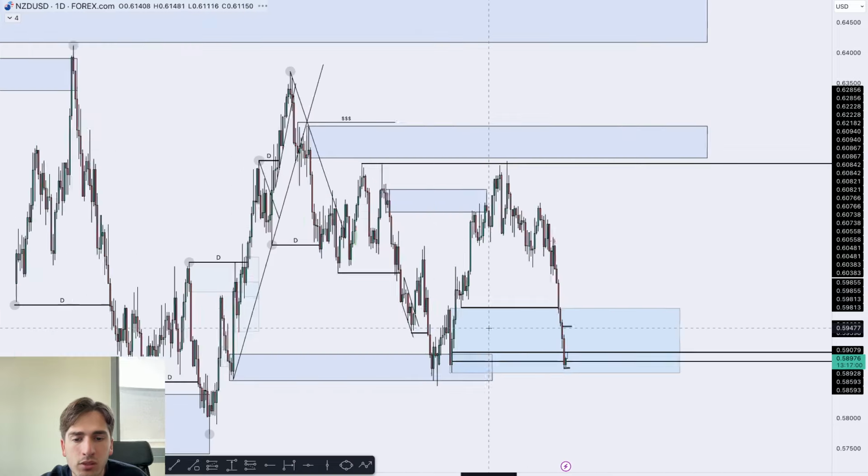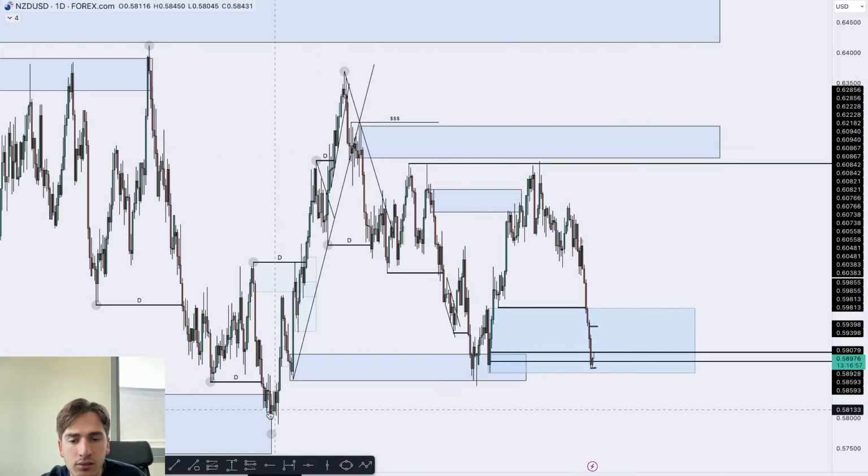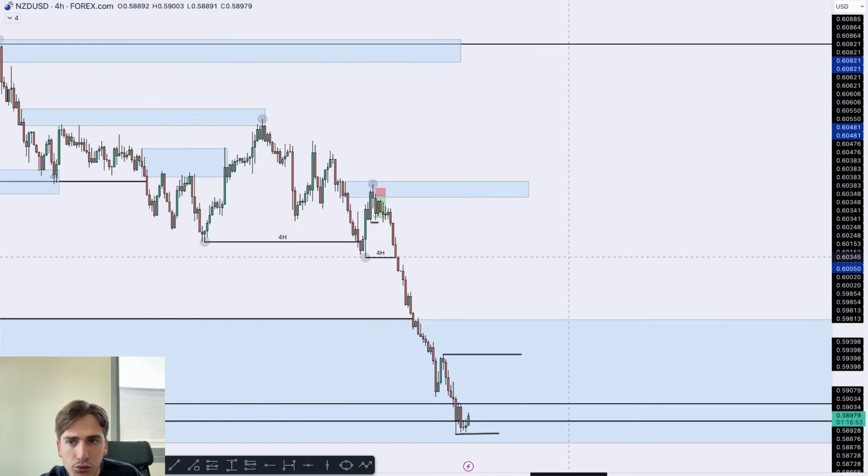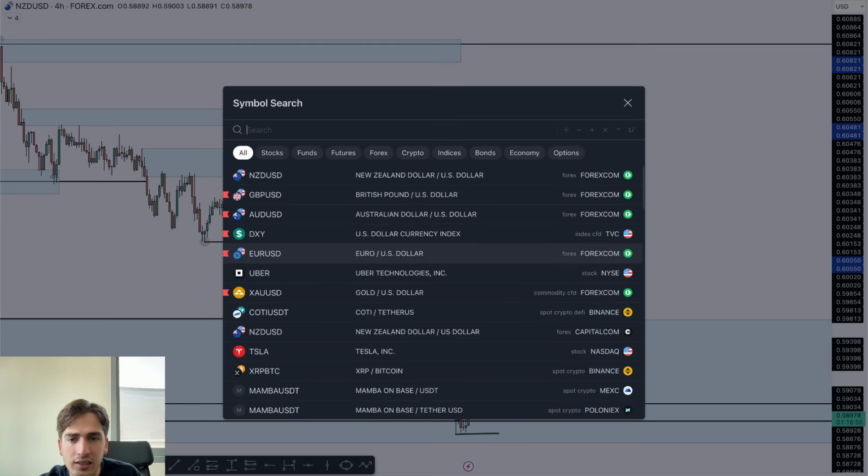Overall, going in towards the daily, there is still some demand down lower. It is still looking bearish. We really need to see some kind of strength come in towards these Kiwi pair and Aussie pair.